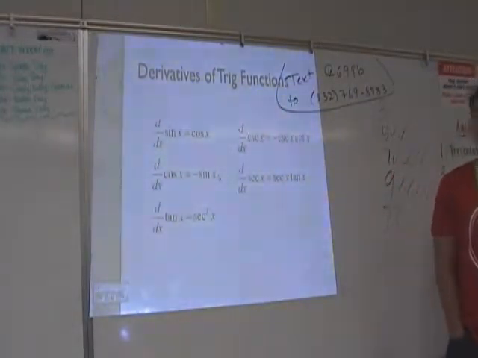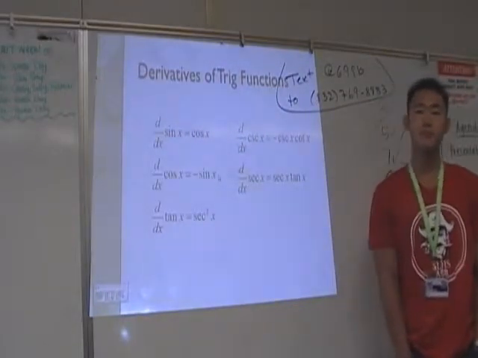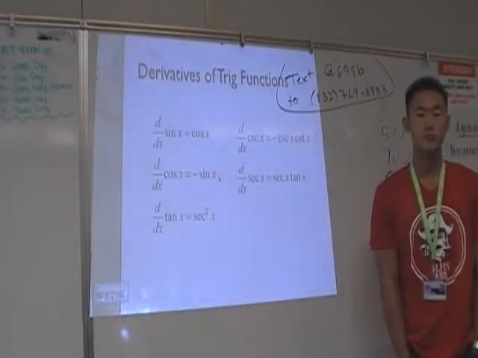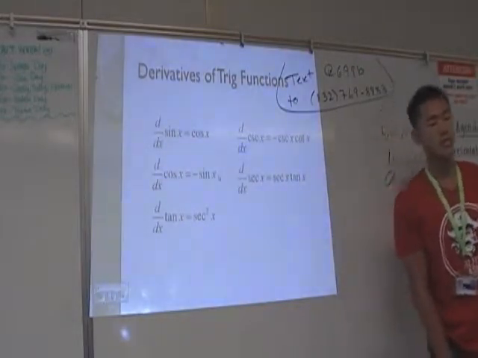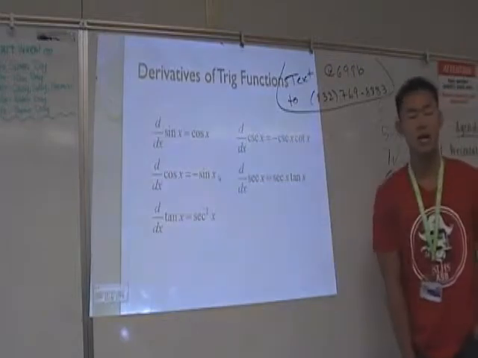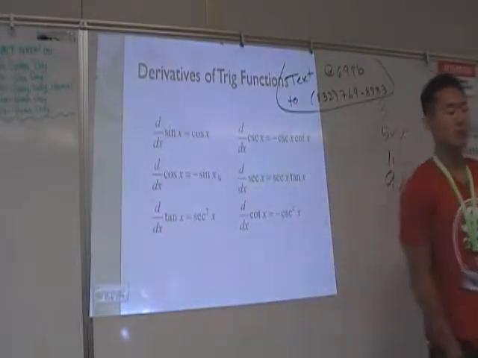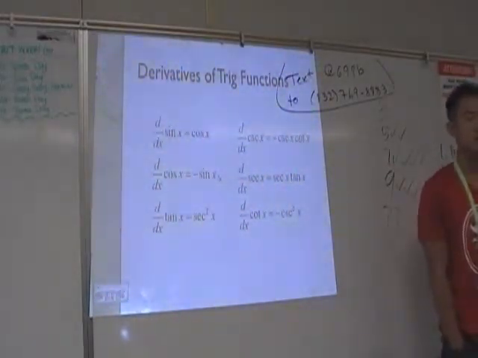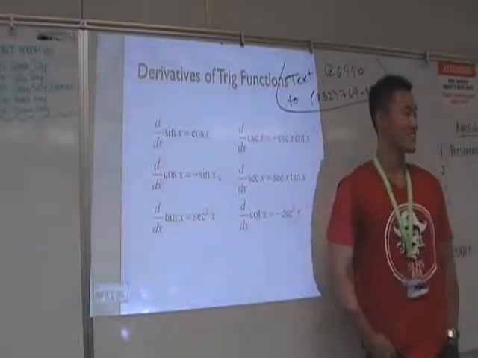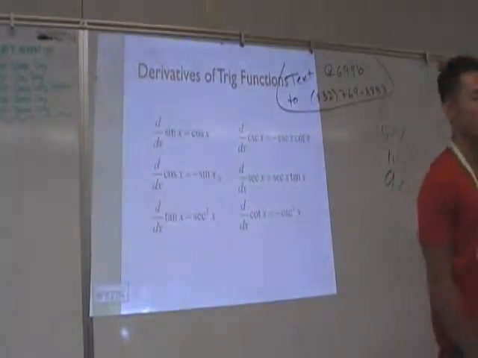The derivative of secant x is secant x times tangent x. And the last one, the derivative of cotangent is negative cosecant squared x. Alright. First 3, I do expect you guys to memorize.